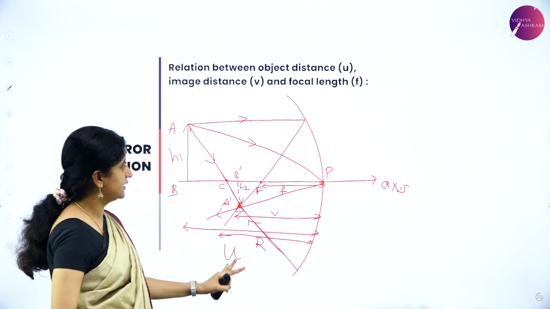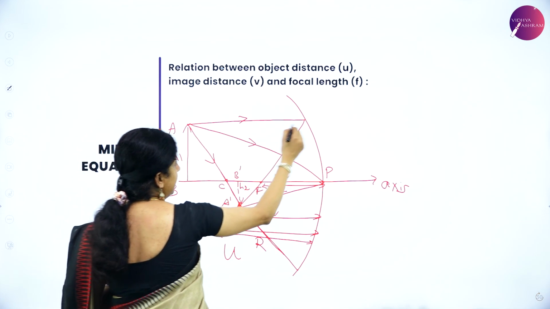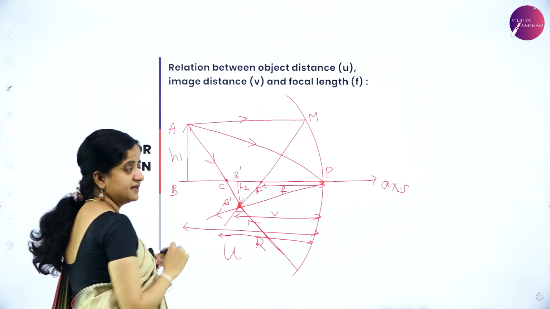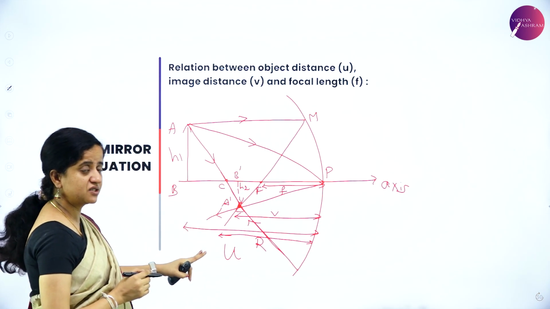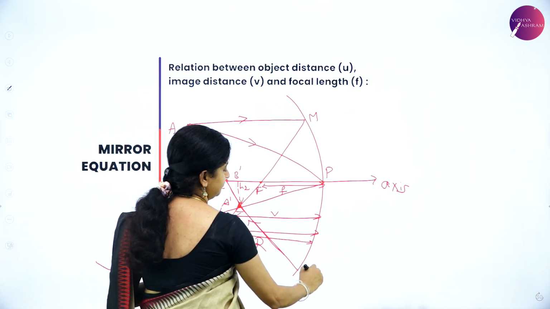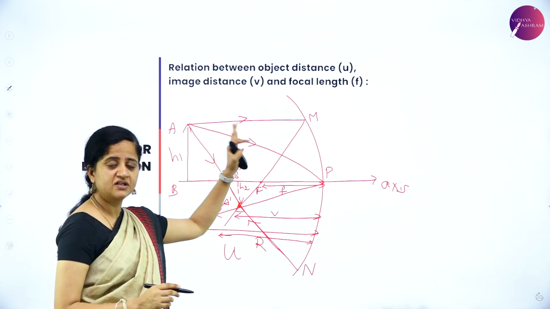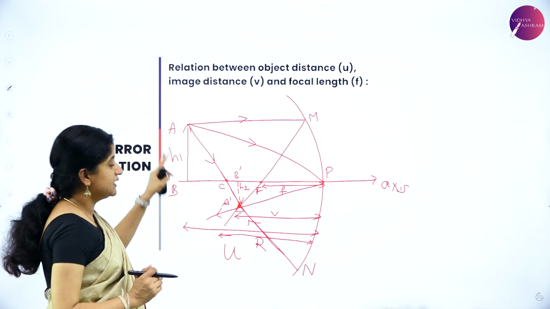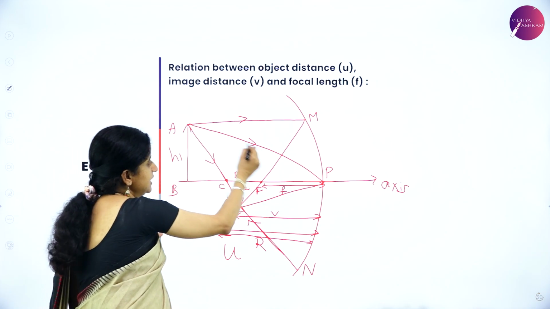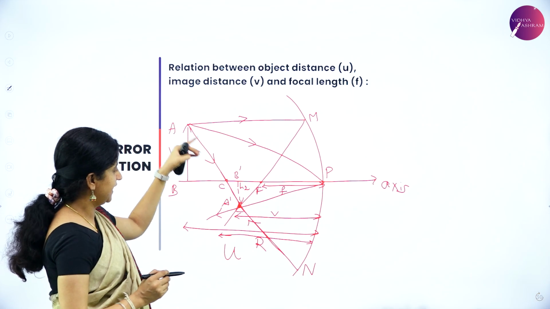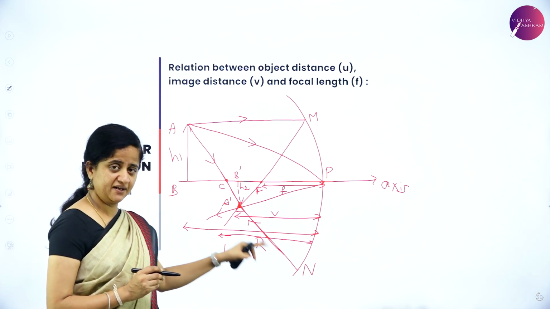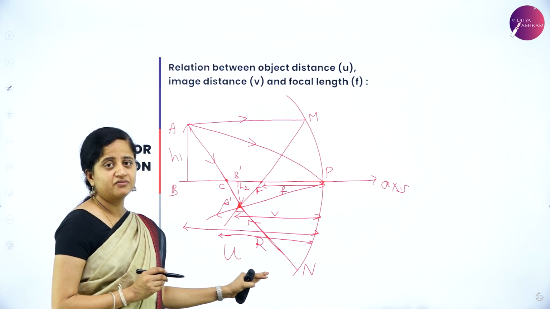Now in this figure, let us call this AM. It is the incident ray. After reflection, it will come in this direction. Let MN be the mirror of spherical surface. AB is nothing but the object. AP is again an incident ray which is directly striking the pole. And AN is nothing but the incident ray which is passing through the center of curvature.